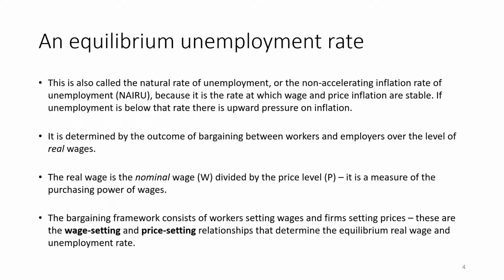The simple bargaining framework we use to determine the NAIRU suggests that workers basically set the level of cash wages, so they're responsible for wage setting, and firms, given those level of wages, then set prices, so they're responsible for price setting. And if we take the two together, wage setting and price setting, we are therefore determining the level of real wages in the economy. And as we shall see, this also determines the equilibrium rate of unemployment as well.